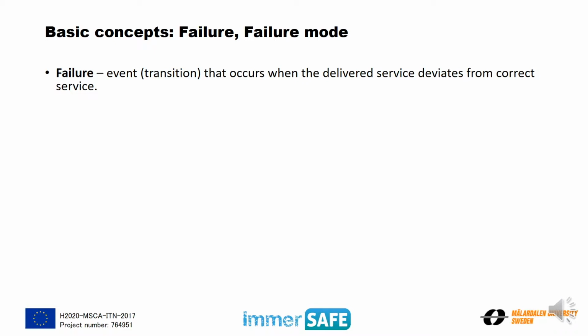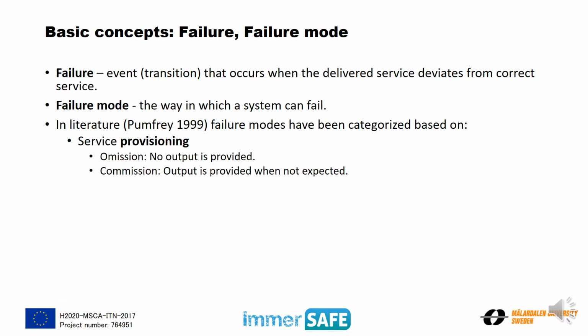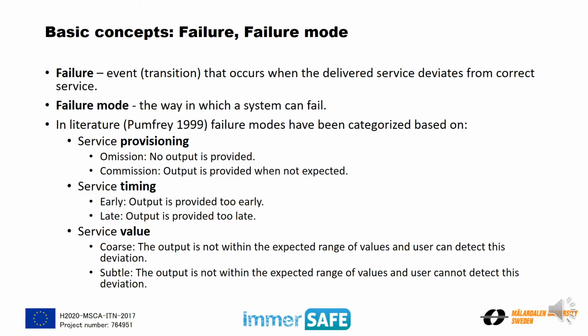Failure is an event or transition that occurs when the delivered service deviates from correct service. And the way in which a system can fail is the failure mode. There are different categorizations for failure modes. One of them is Pumfrey, which divides failure modes into 3 categories. The first one is service provisioning, which is related to the provision of the output. Service timing, which is related to the time of the output, if it is early or late. And service value, which is related to the range of the value and if it can be detected by the user.